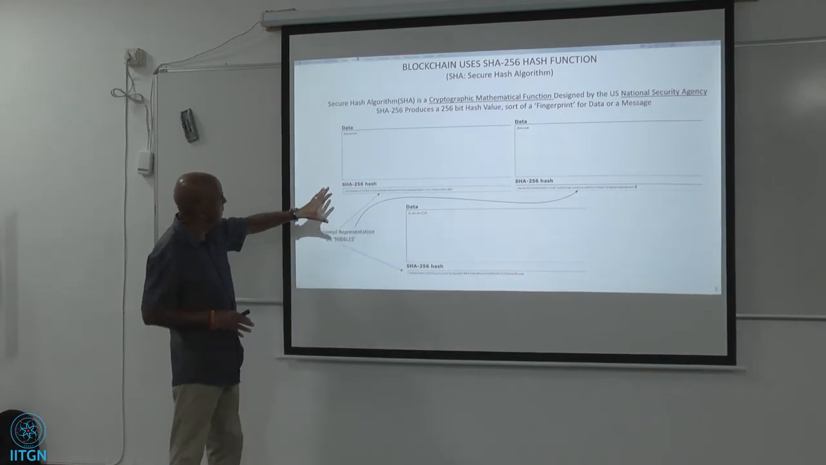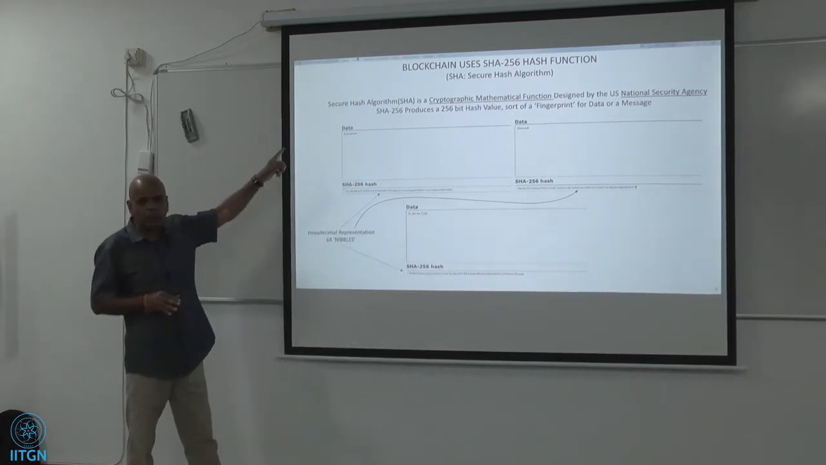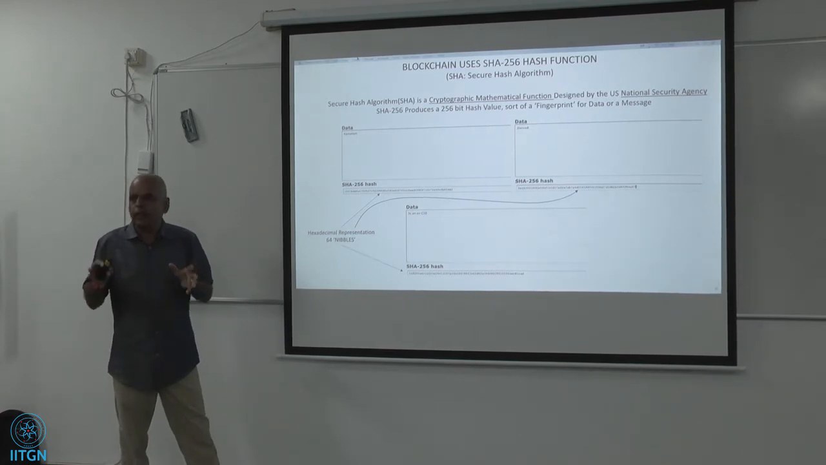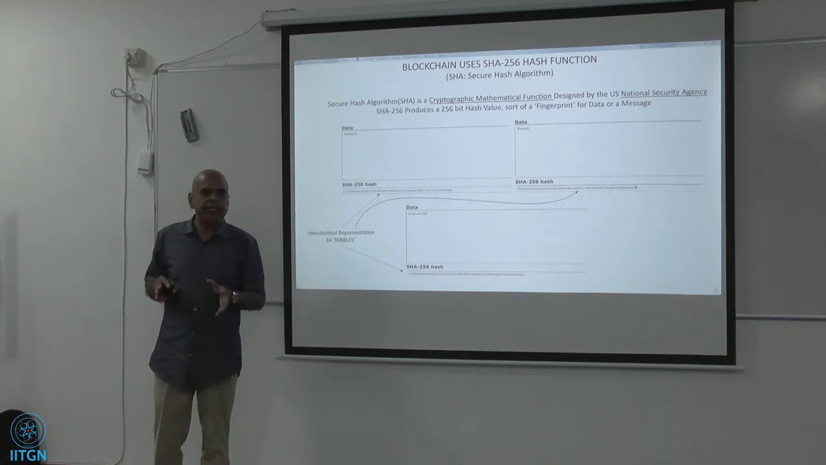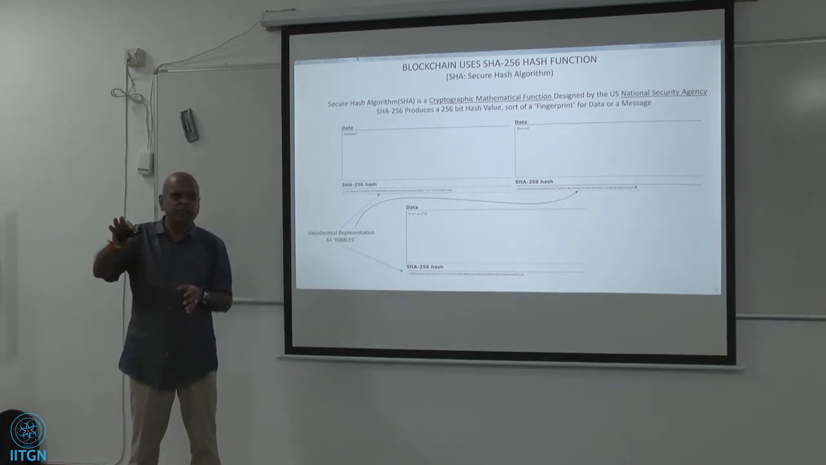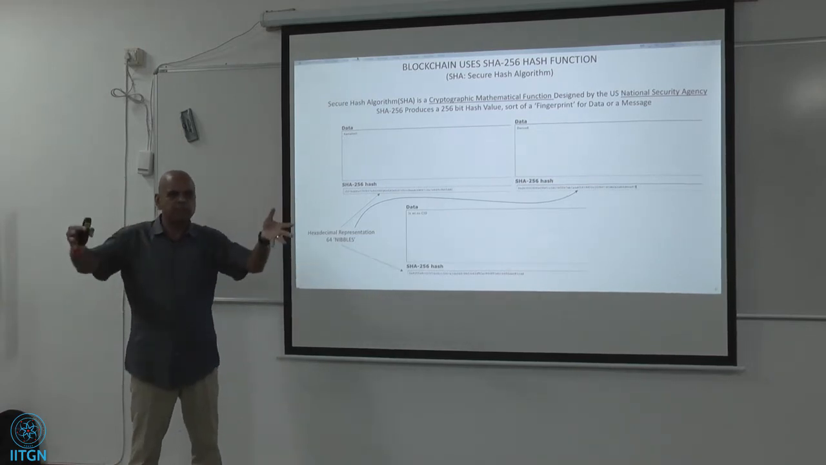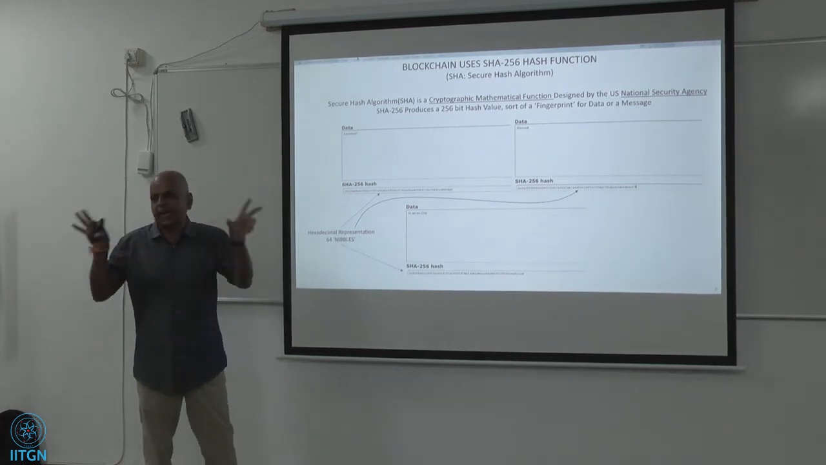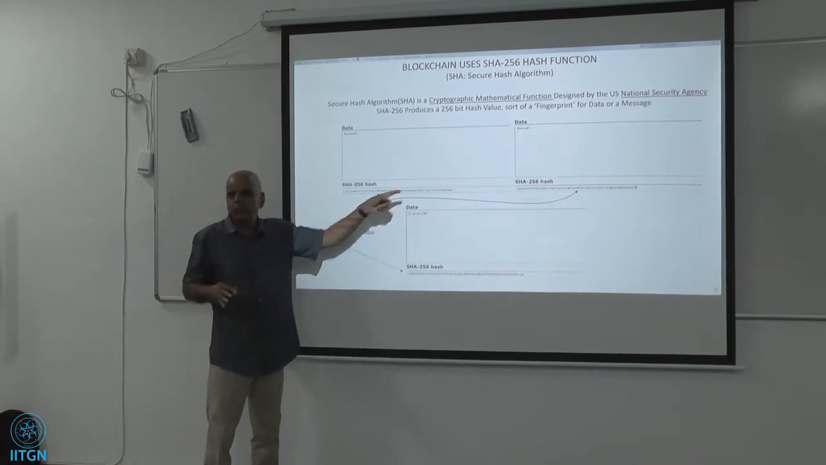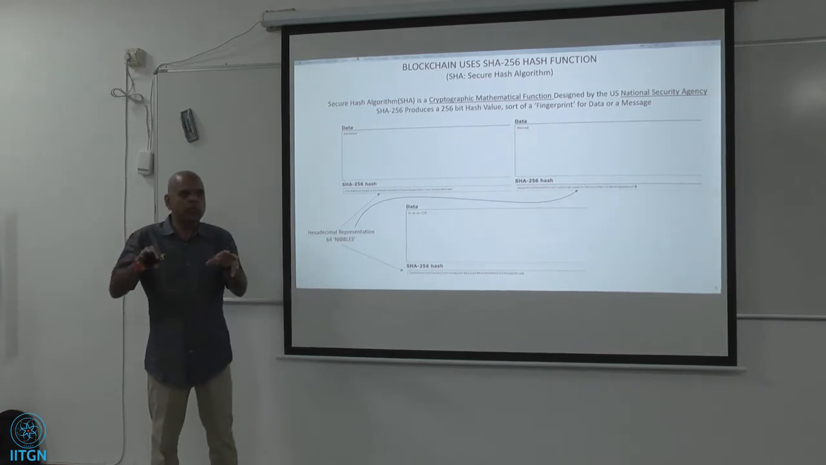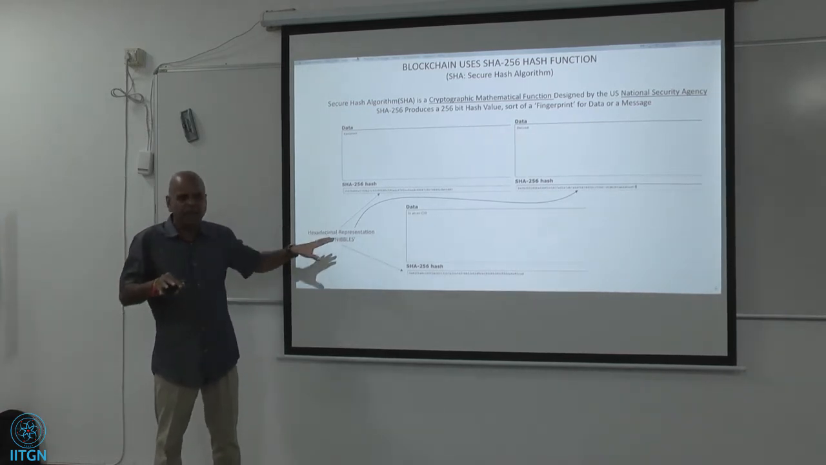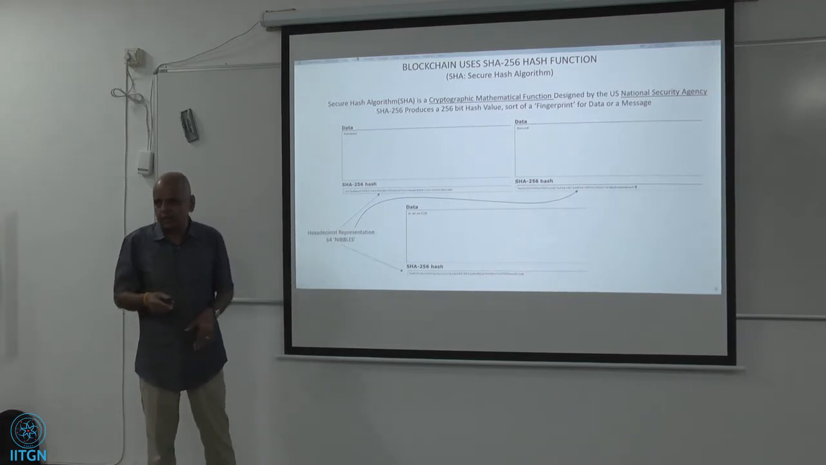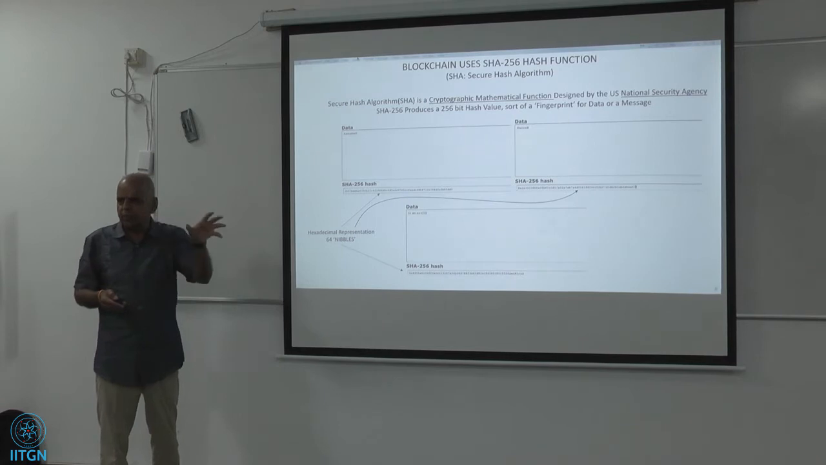So if you look at this one here, SHA stands for Secure Hash Algorithm, and it's a cryptographic mathematical function designed by the US National Security Agency, NSA. From the 2003-2004 time frame, NSA made this public, and that's the origin of that. SHA-256 produces a 256-bit hash and 64 nibbles in hexadecimal notation. Those of you who don't know what hexadecimal notation is, I don't want to go into detail now because there are lots of things to cover. Just Google it or ask your computer science friends. But I assume that all of you know something about that.